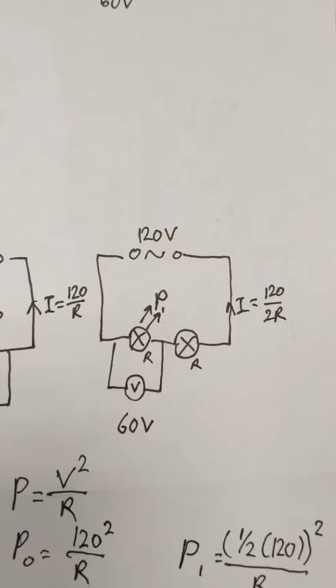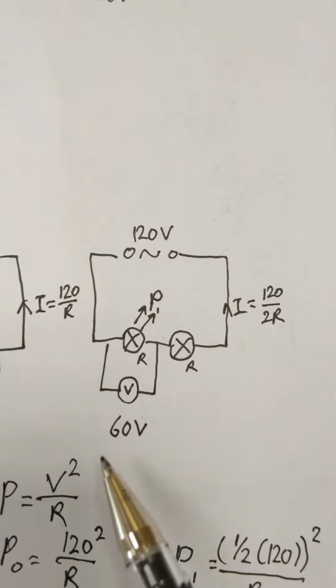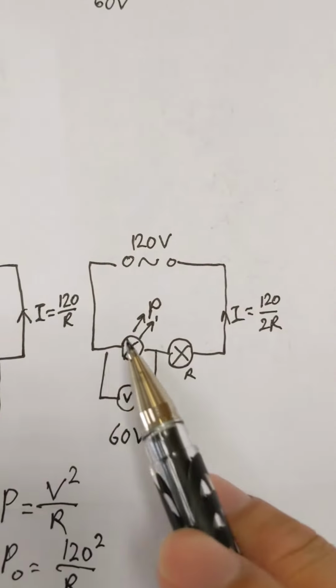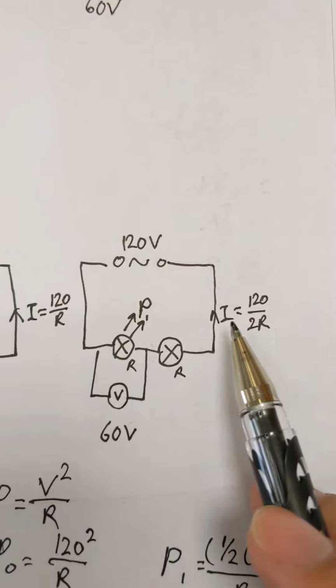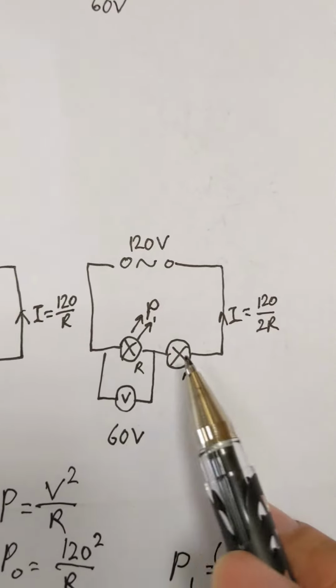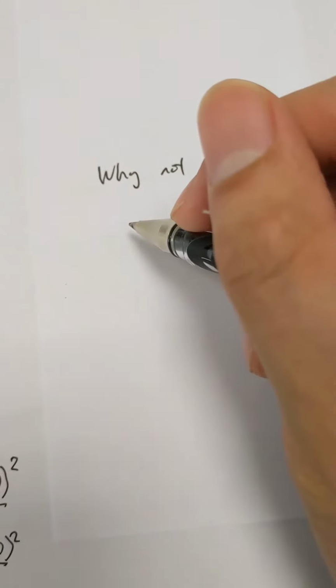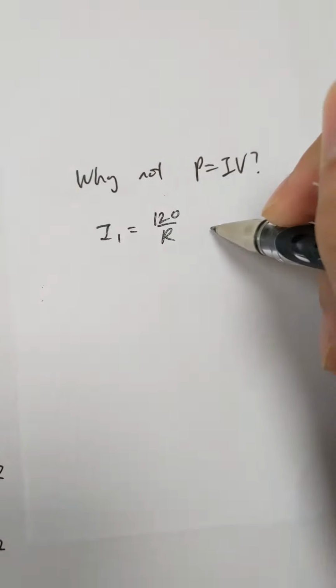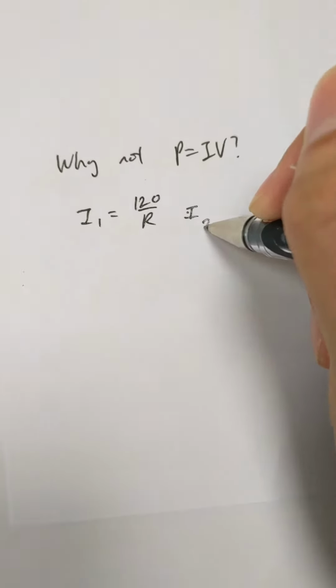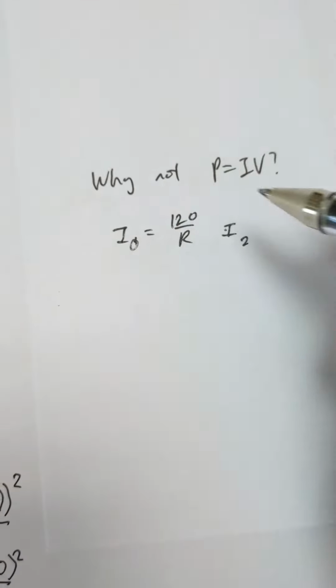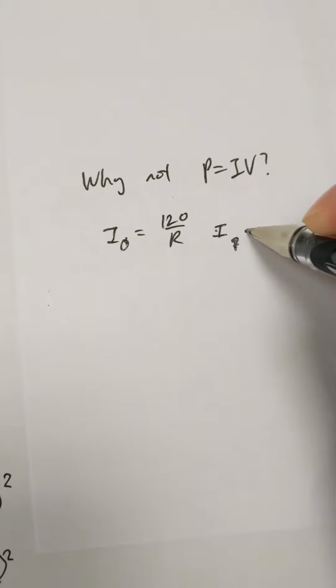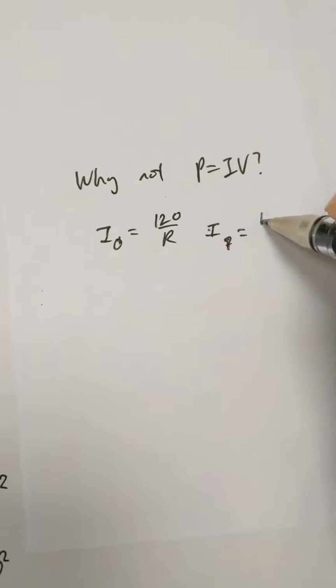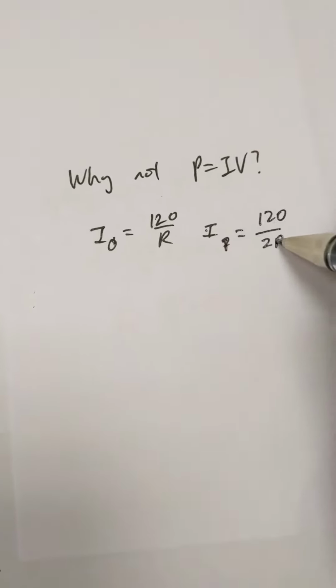In the second case, where I have the two bulbs in series, the total resistance of the circuit has changed. So my current is now 120 over 2R. So let's try calculating each, okay? So I0 equals 120 over R. I1 equals 120 over 2R.